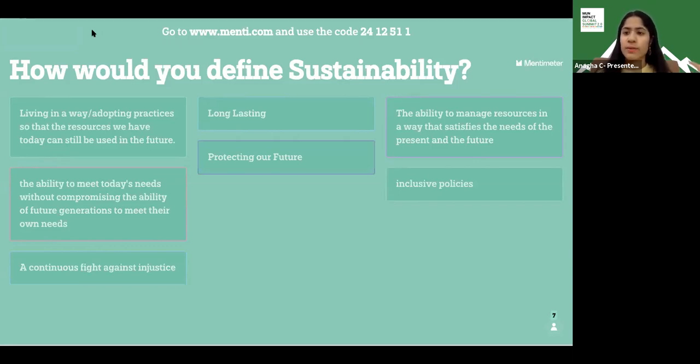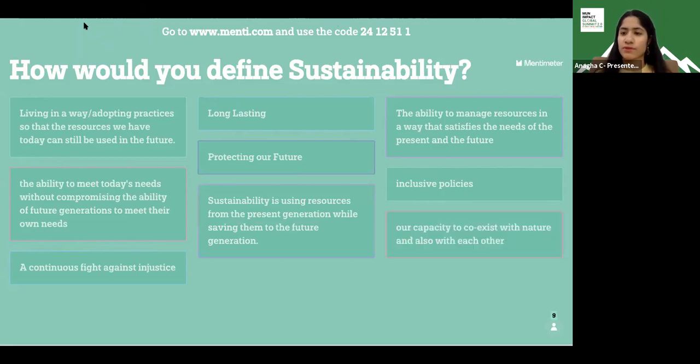If you want to think about sustainable living in the long term, we want to think about how to create harmony in society. So it's a long-term process. Adopting practices so that the resources can be used in the future. Yes. So all these are really good ideas, and I agree with all of them, using resources for the present generation while saving them for the future.